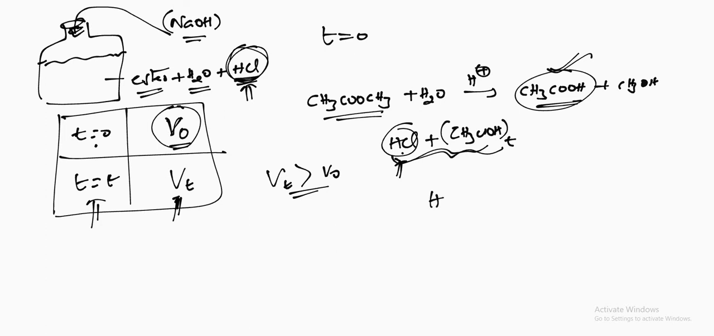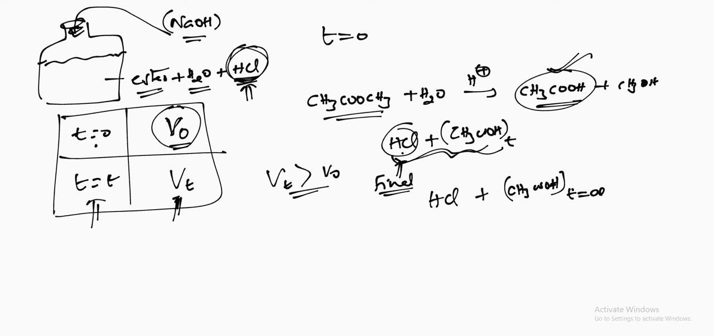So in the final mixture, we have HCl and we have acetic acid, at the infinite time or at the time of completion. Let me take infinite time. Infinite time means that the reaction has got completed. That's the meaning. Now students, observe carefully.